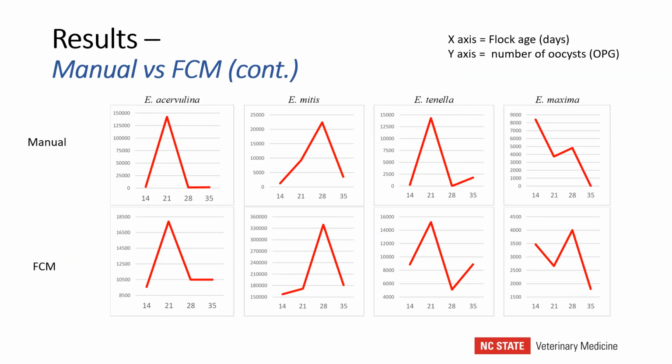Regardless of the difference in oocysts per gram between manual and flow cytometry methods, when we compare the trends of Eimeria populations in a house, they are similar. On the slide, the graphs on the top row represent manual counts, while the bottom row shows the results from flow cytometry. On each graph, the x-axis represents the age of the birds in days, and the y-axis the number of oocysts per gram.